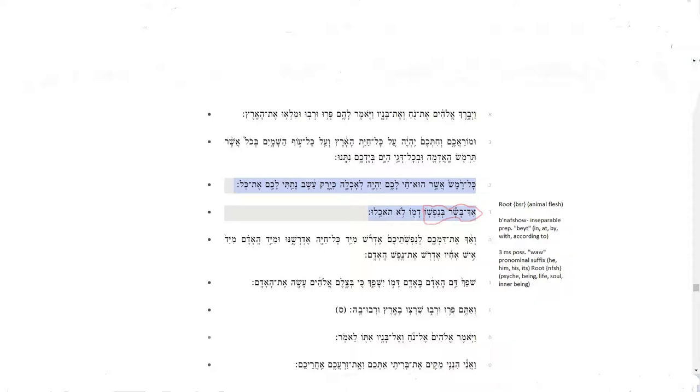Cool. So now we have ak basar benafsho. All right. So ak is an adverb. It means but. Sometimes it means surely, just depends on the context. But in this context, it means but. Basar, the root would be basar, bet sin resh. It means animal flesh. It is a masculine noun. It has to be in relation to the verbs and the other nouns.